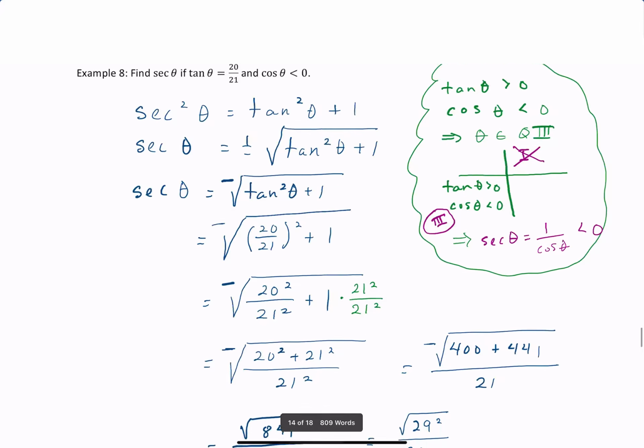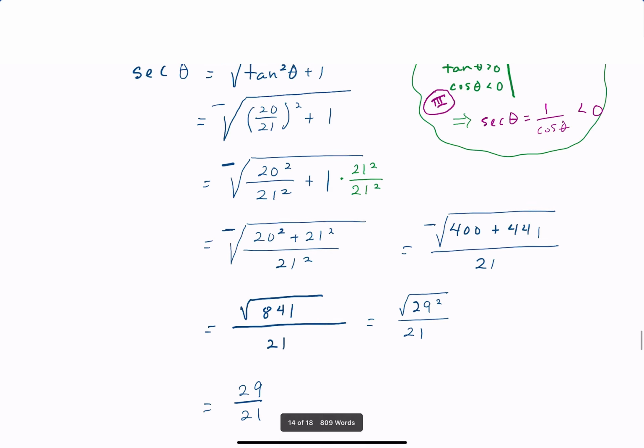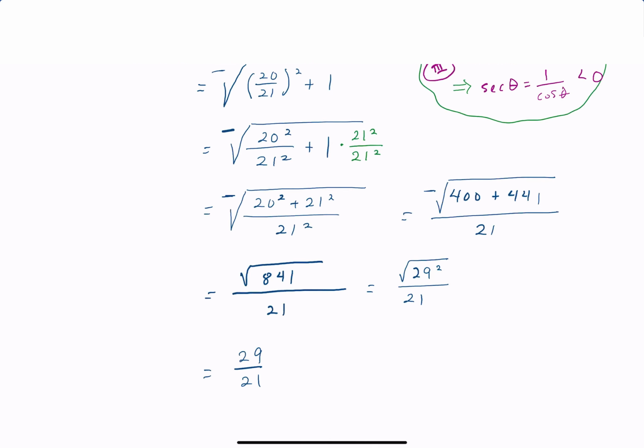The denominator simplifies because the square root of 21 squared is 21. And in the numerator, we have 400 plus 441. So we have minus the square root of 841 over 21. Now, it turns out that square root does actually simplify. It turns out that 841 is 29 squared.